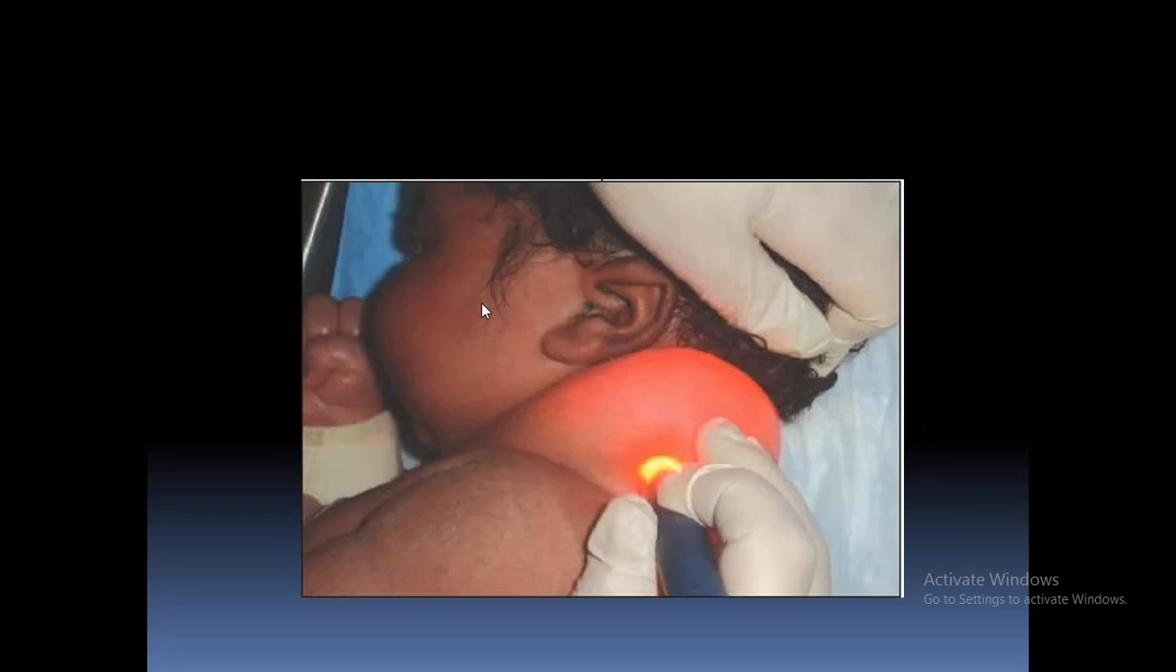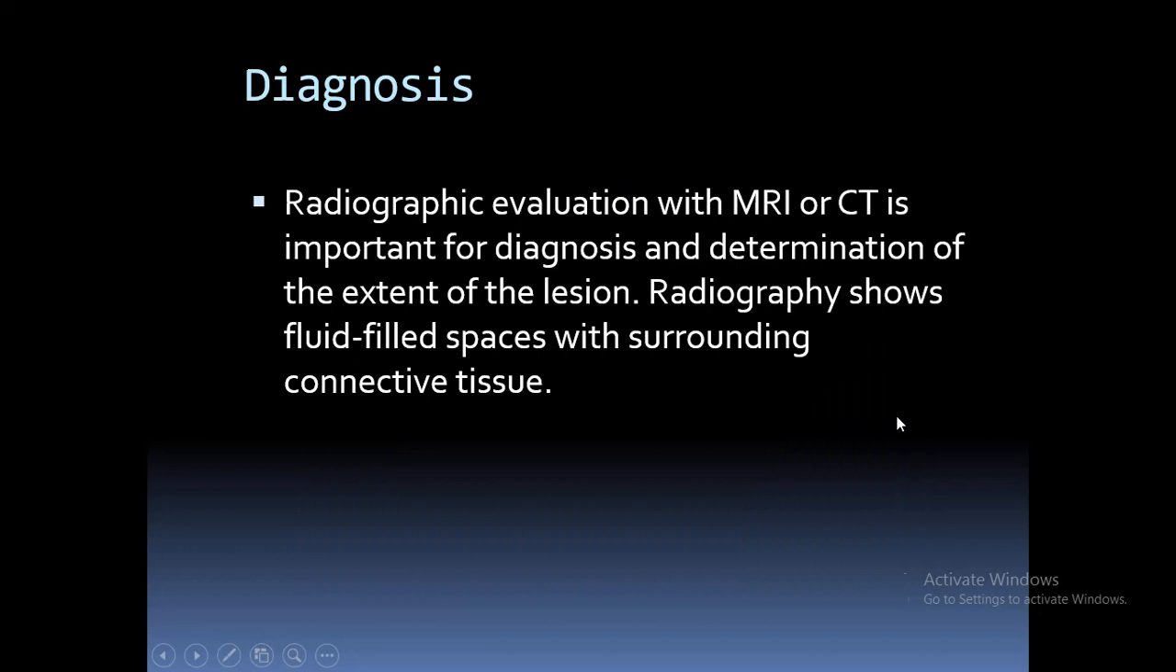You can see this is a large, compressible, soft, cystic mass, and it is brilliantly transilluminated, so it is a cystic hygroma. Radiographic evaluation with MRI or CT is important for diagnosis and determination of the extent of the lesion, and radiography shows fluid-filled spaces with surrounding connective tissue.